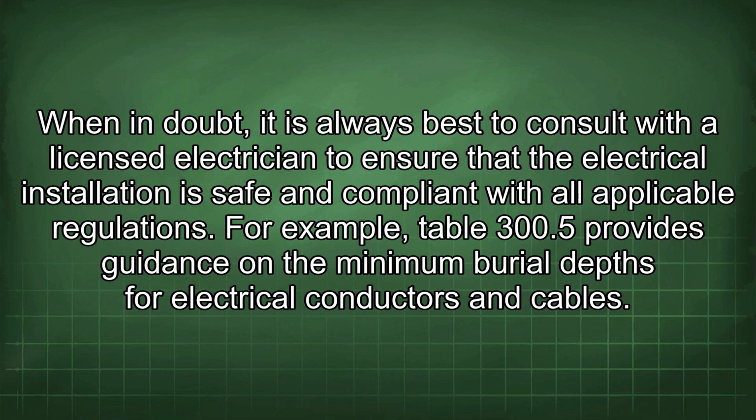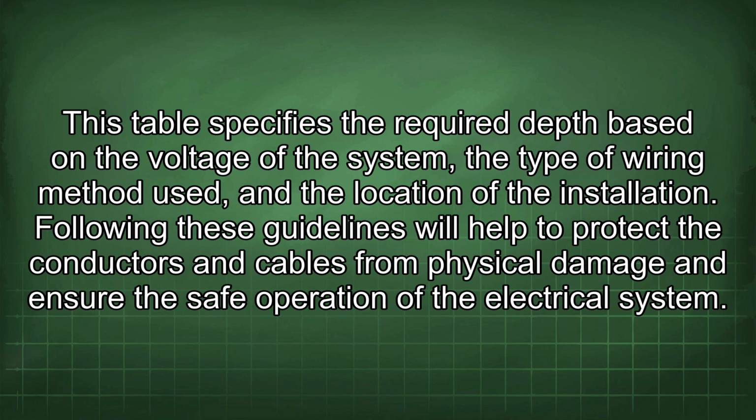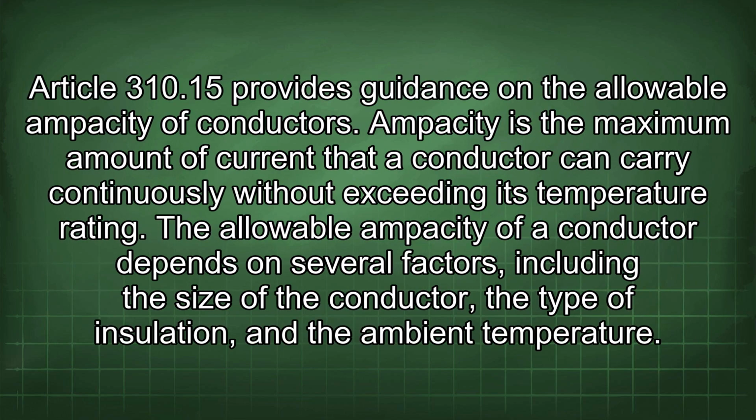For example, Table 300.5 provides guidance on the minimum burial depths for electrical conductors and cables. This table specifies the required depth based on the voltage of the system, the type of wiring method used, and the location of the installation. Following these guidelines will help to protect the conductors and cables from physical damage and ensure the safe operation of the electrical system. Article 310.15 provides guidance on the allowable ampacity of conductors.